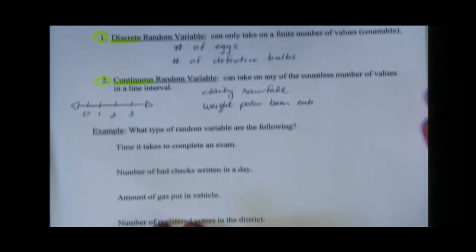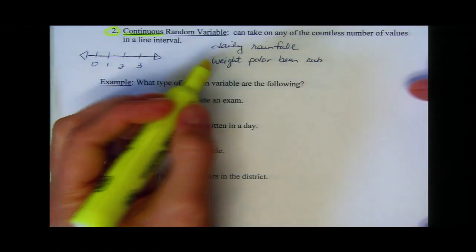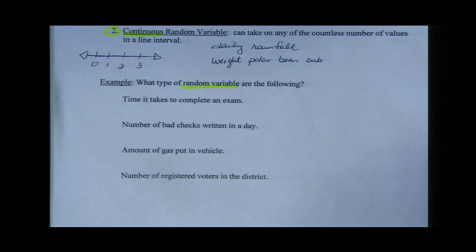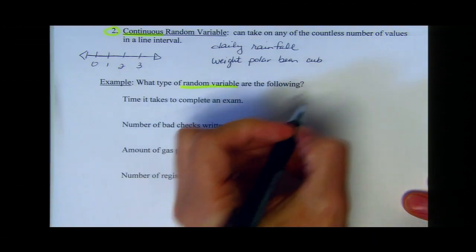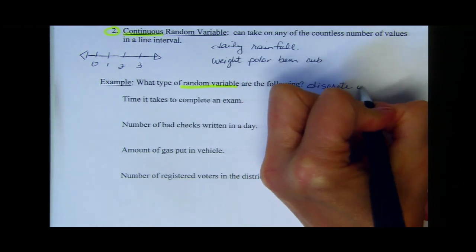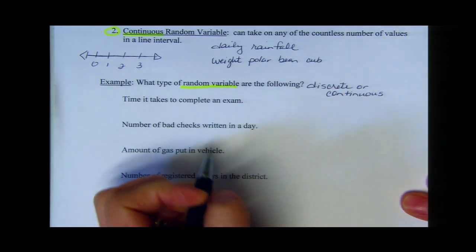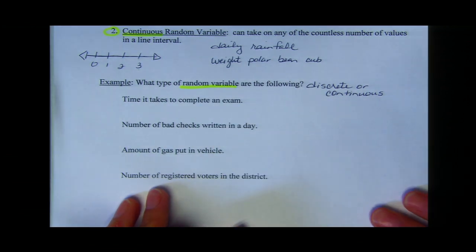Now, one of the things you'll be asked in assignments and on a test is to be able to distinguish what type of random variable. It may not tell you, or it may not ask, are the following discrete or continuous. It may just say what type of random variable are the following. When you see random variables, you need to know that it's asking you, is it discrete or is it continuous? These two words may not be given, but you need to know that when it talks about random variables.